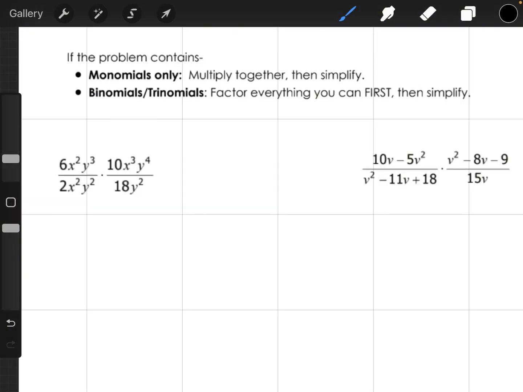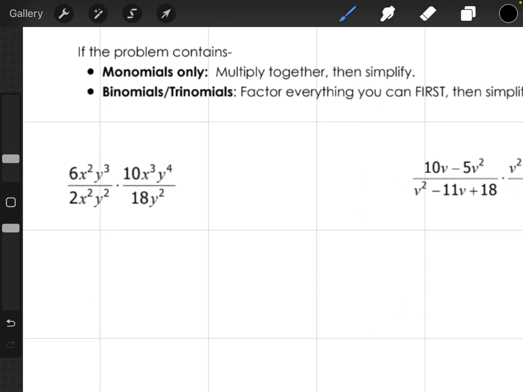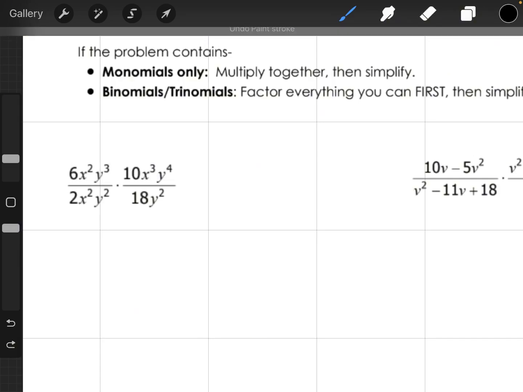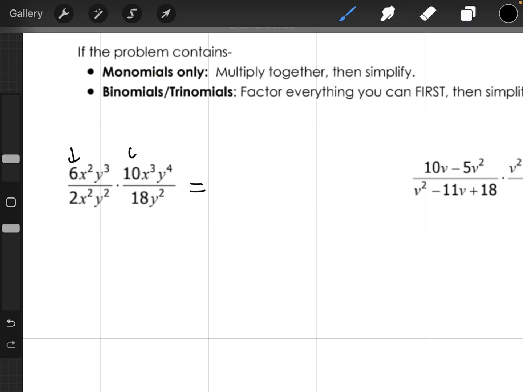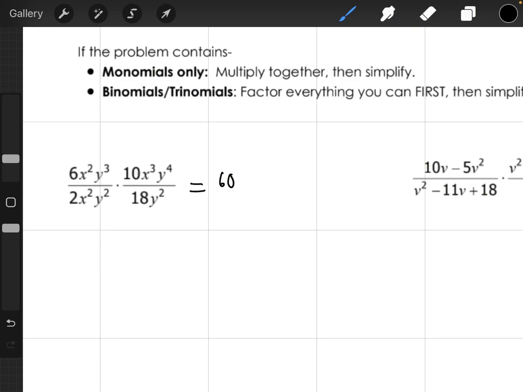If the problem contains monomials only, then we'll multiply everything together and then simplify. If it has binomials and trinomials, we'll factor everything we can first and then simplify. So in the first equation, these are all monomials because there's one term in each of these. So first we'll just multiply everything together. 6 times 10 is 60. X squared times x cubed is x to the power of 5.